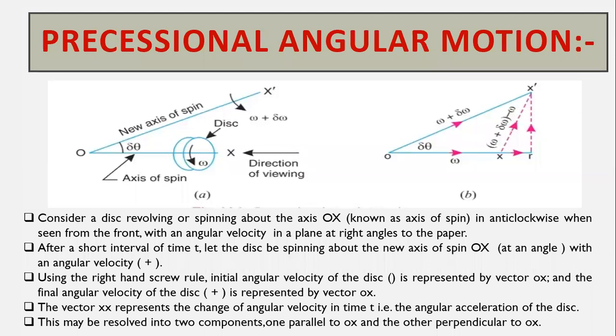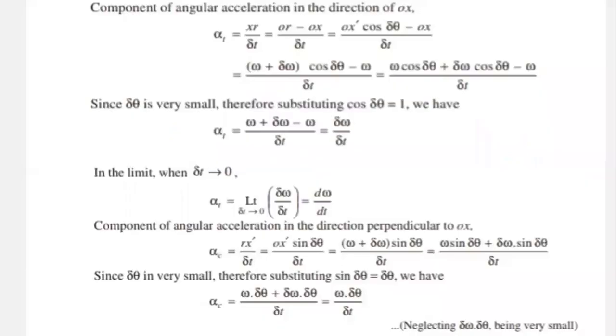First, going from the OX axis to the OX dash is known as active force, and coming from the OX dash to the OX is known as reactive force. So the disk obtains a couple called the gyroscopic couple. Then, coming to the vectors, it obtains a formula.